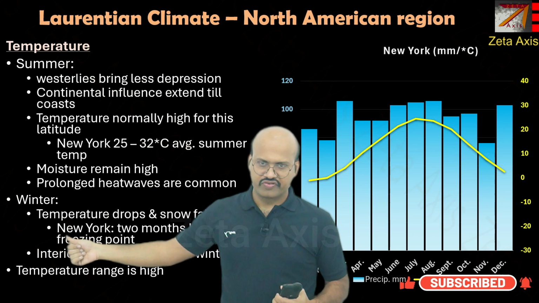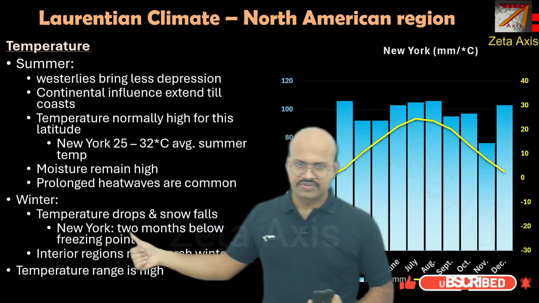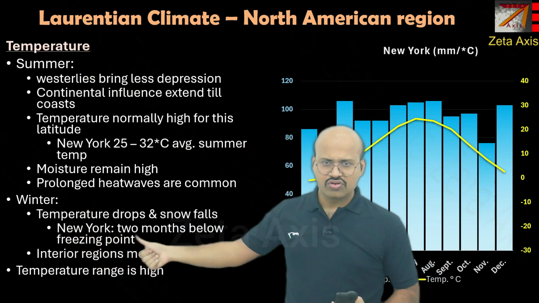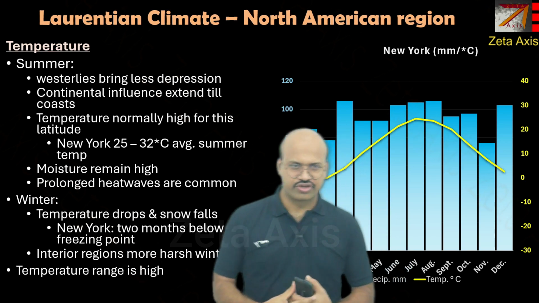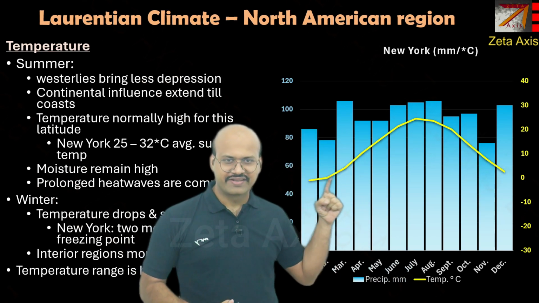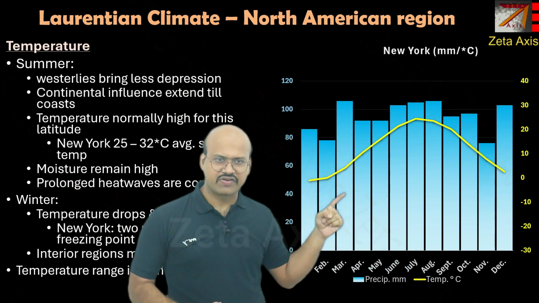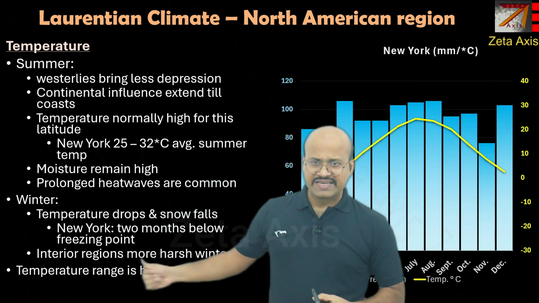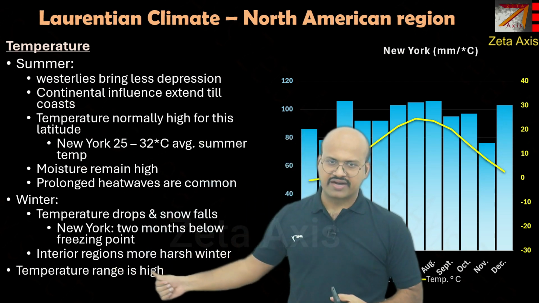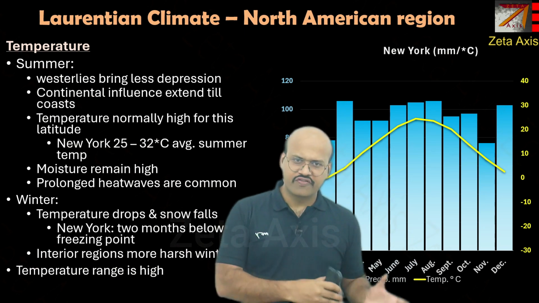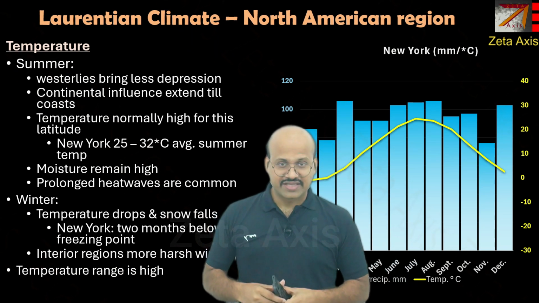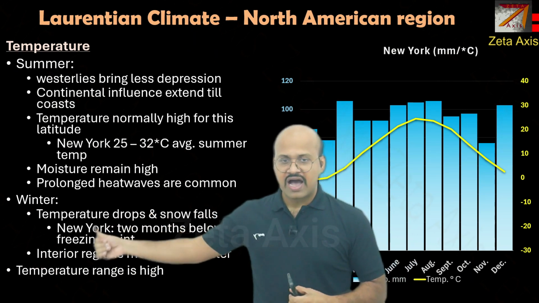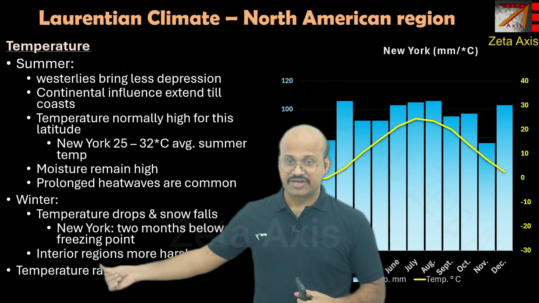And if you talk about winter, then the temperature drops and snow falls. New York has 2 months below freezing point. If we see this graph, we can clearly see that in these 2 months, January and February, the average temperature falls below 0 degrees Celsius. Interior regions have an even more harsh winter. If we go away from the coastal areas, then we will see that even harsher conditions are experienced there.